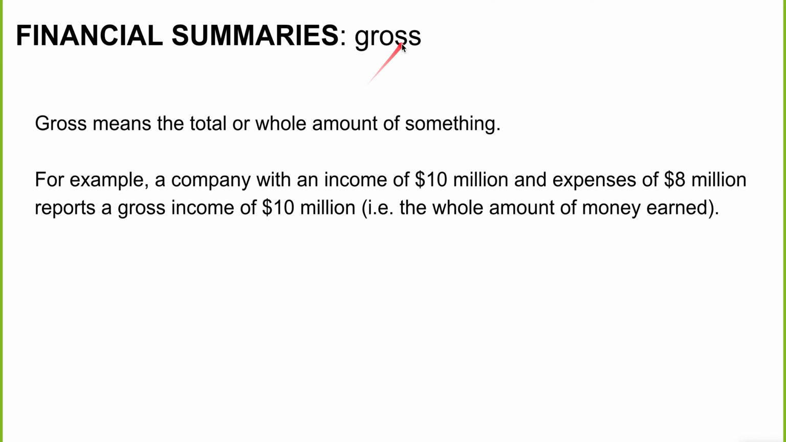The next one is gross. Gross means the total or whole amount of something. An example of that is a company with an income of 10 million and expenses of 8 million. That company will report a gross income of 10 million. That's the whole amount of money earned.